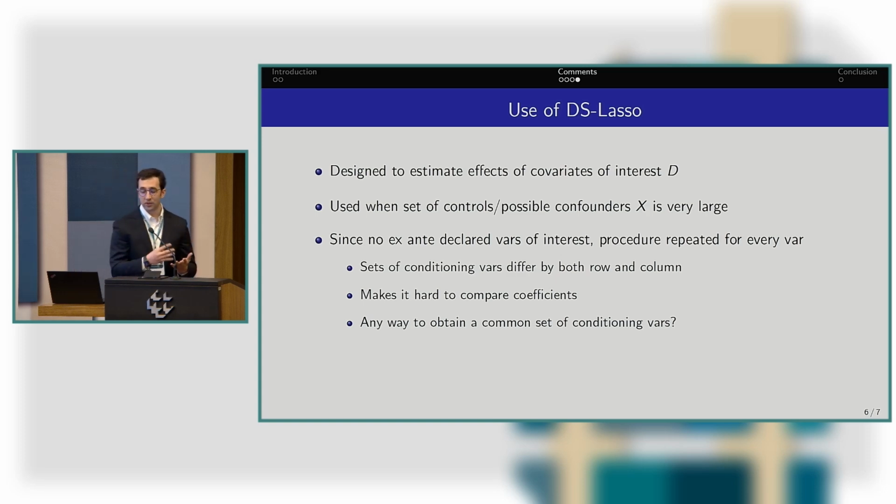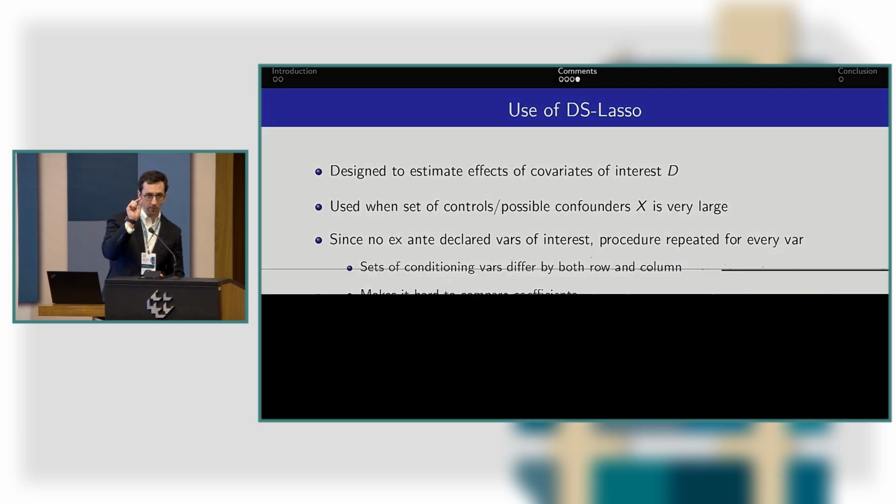Here, though, there's no ex-ante declared variables of interest. And so they repeat this procedure for every variable, and that means that the sets of the conditioning variables differ sort of cell by row and by column. You're seeing sort of each cell is from a different regression. And that can make it difficult to compare coefficients to each other and sort of interpret the results in any sort of joint way.